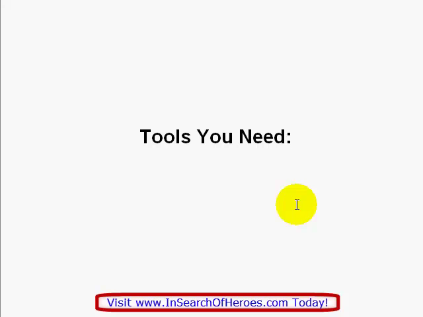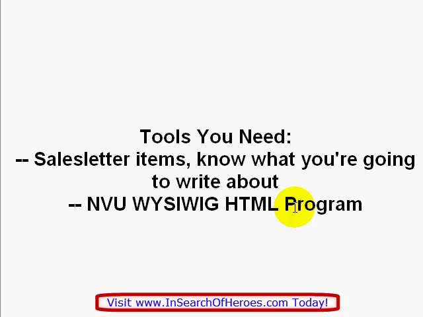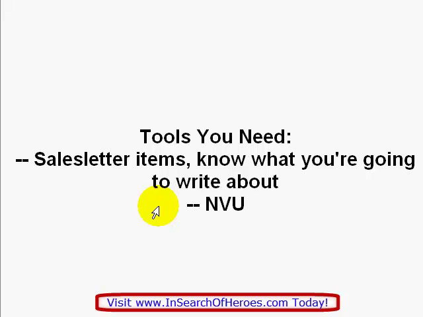I would call it really tools and concepts, because some of these things are information that you need to gather, such as sales letter items. You need to know what you're going to write about before you actually get started. If you're watching this video and you don't know what to write about, don't worry, you can figure that out later on. You also need a program that's called NVU. It's a WYSIWYG HTML program. WYSIWYG means what you see is what you get. So it's basically a web editor tool that allows you to edit web pages without having any knowledge at all whatsoever about web editing.